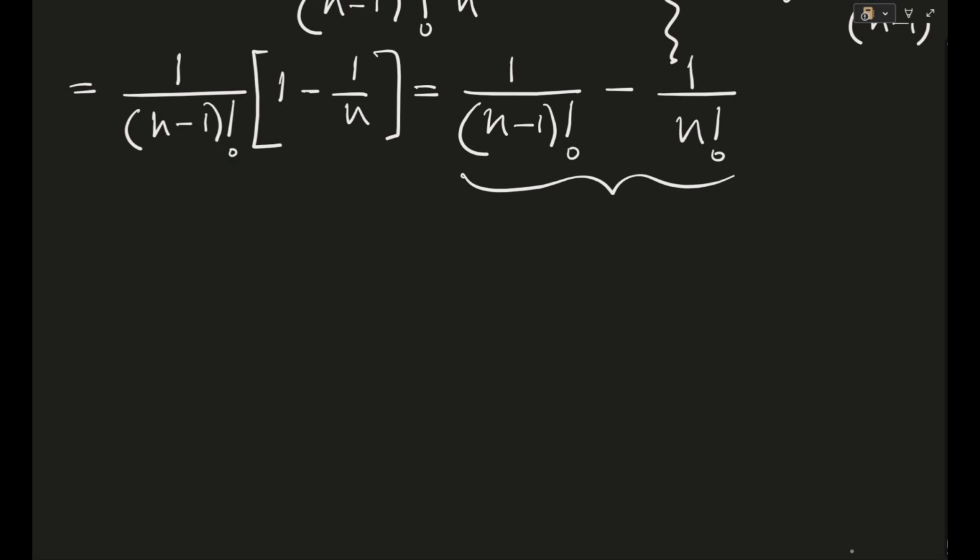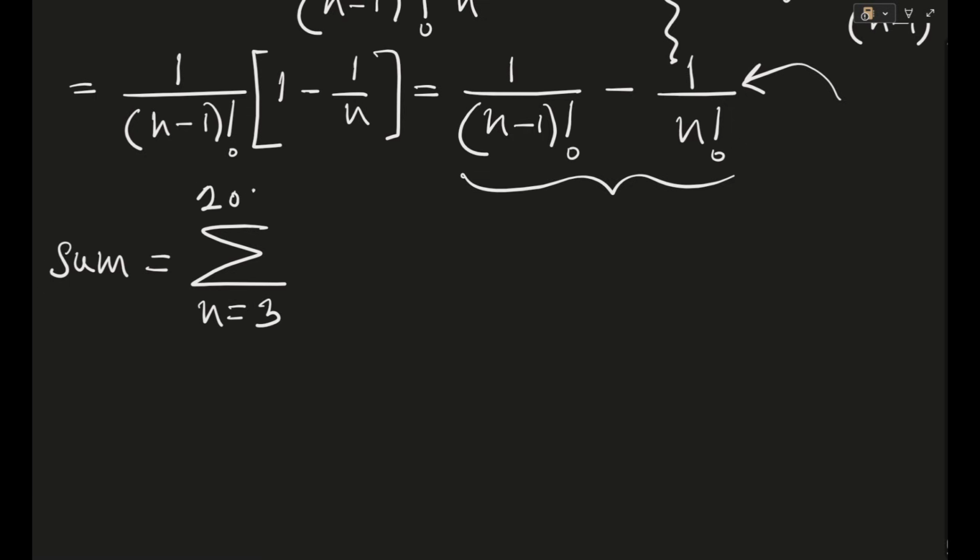That was the prime motive for doing all this. This is the most convenient form for solving this sum, because right now you can see that the sum that was given to us is sigma n equals 3 to 2008 of 1 by n minus 1 factorial minus 1 by n factorial.